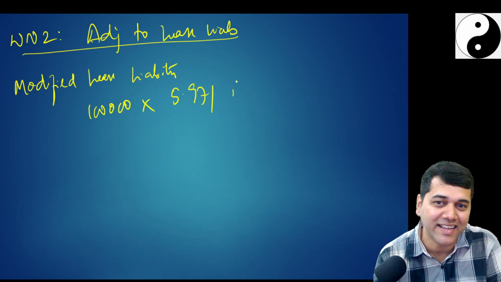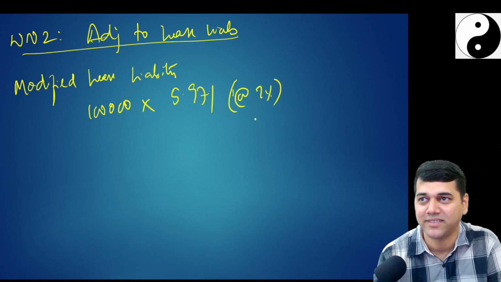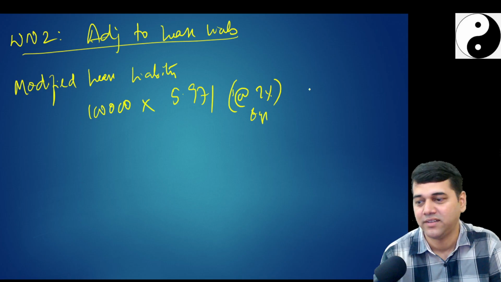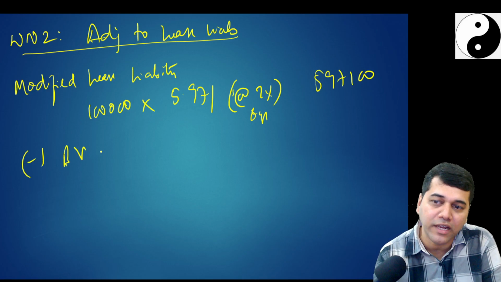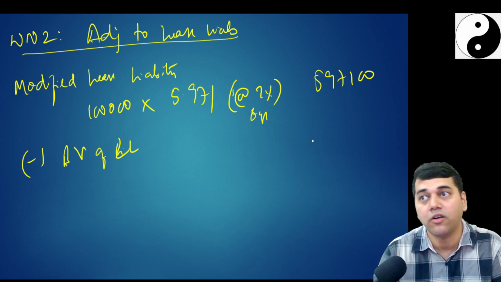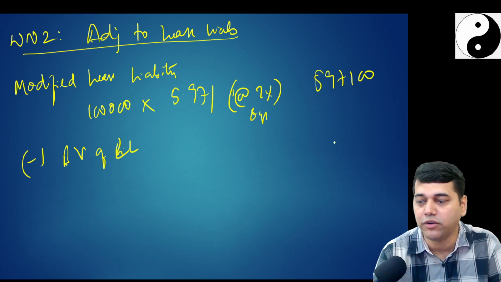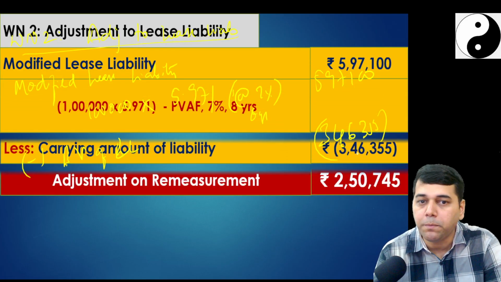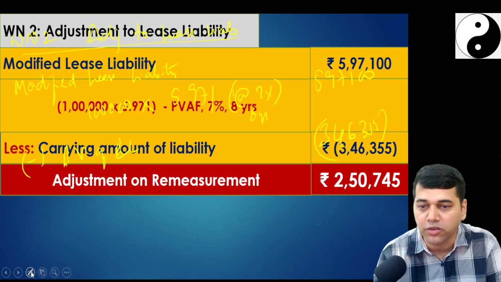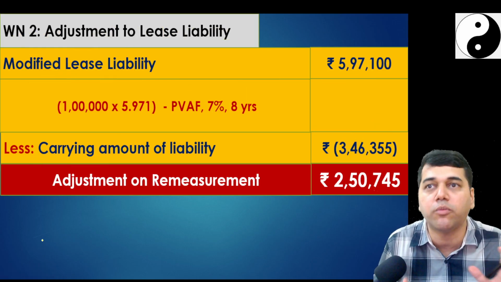5.971 at 7% for 8 years, 5,97,100 less. What is my book value of lease liability on this day? Yes, already we have calculated that: 3,46,355. So I need to pass, and why did I want that value? Because I want to pass one accounting entry now for modification.